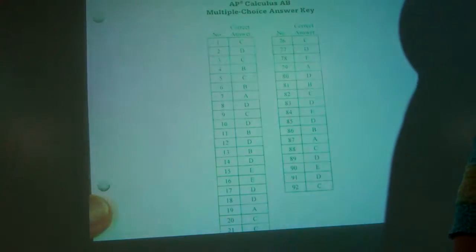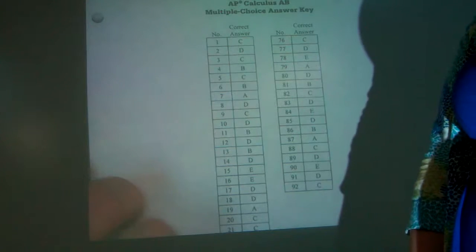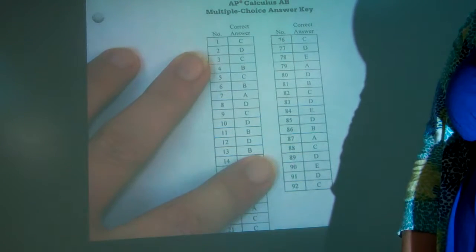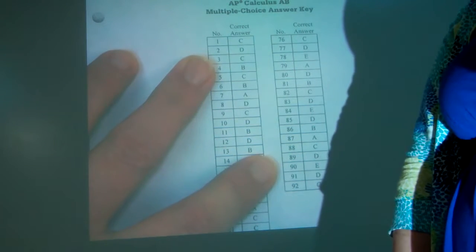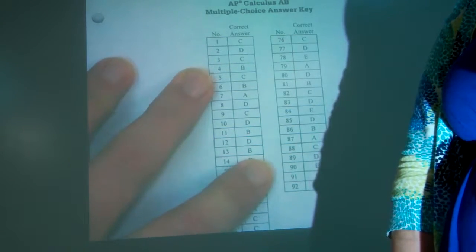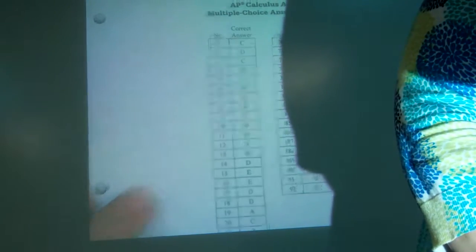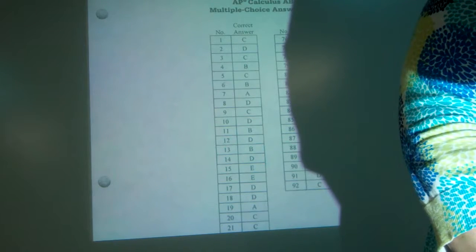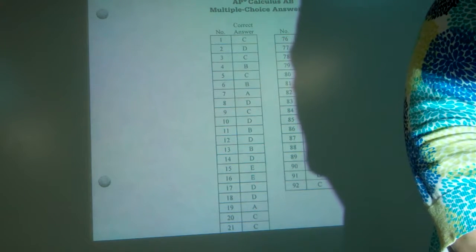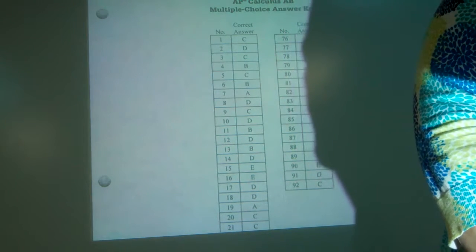So number 1 was C. Number 2 was D. 3 was C. 4 was B. And 5 was C. So we'll go over those.